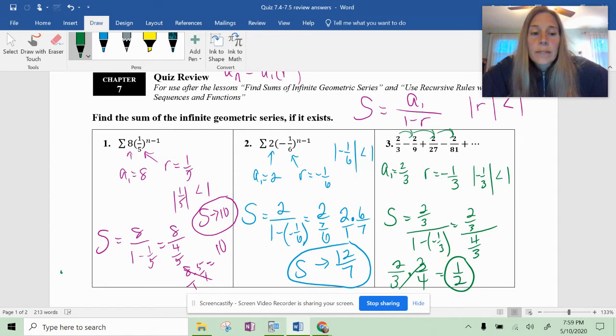Now, all three of those examples did work, but I can almost guarantee you that on the quiz you will get one where it is no sum. So just make sure you're checking that r value carefully to make sure that you actually can calculate the sum.